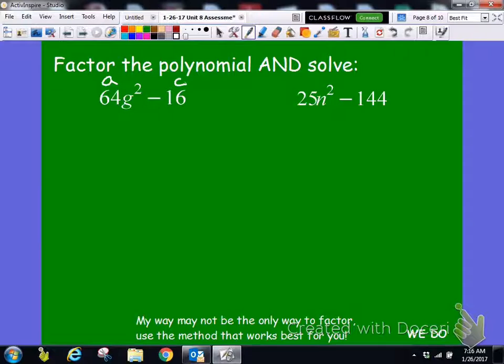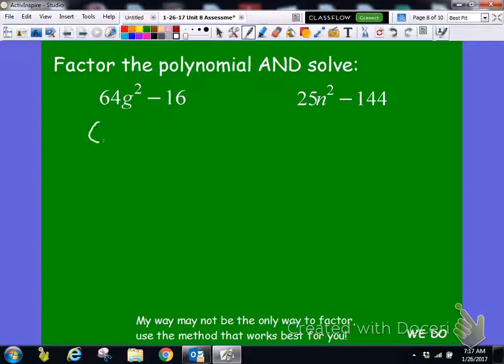Next way I know, I know the square root of 64, I know the square root of g squared, and I know the square root of 16. So I can use difference of squares, and most importantly, I have to have a minus sign. If I do not have a minus sign there, I cannot use difference of squares. So let's go to work.